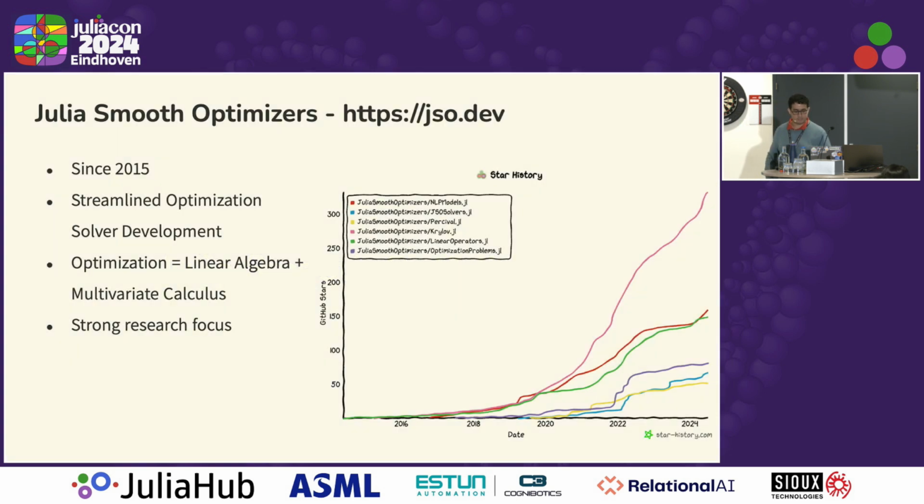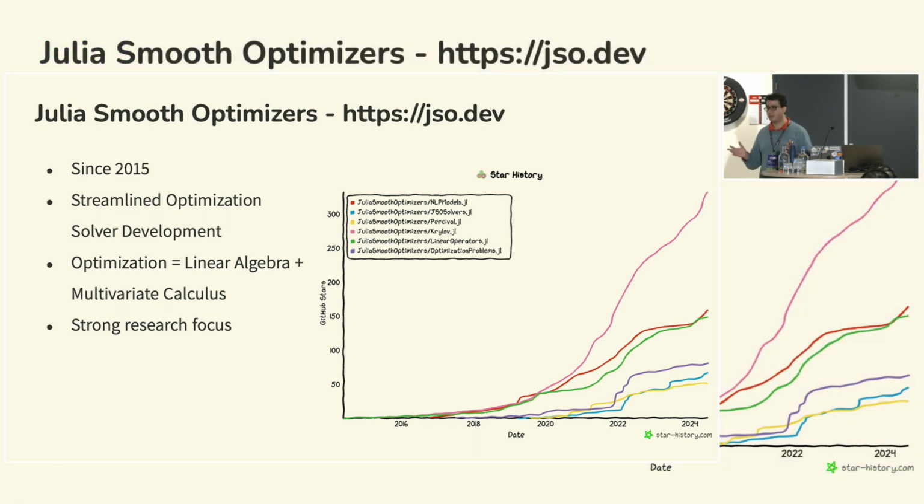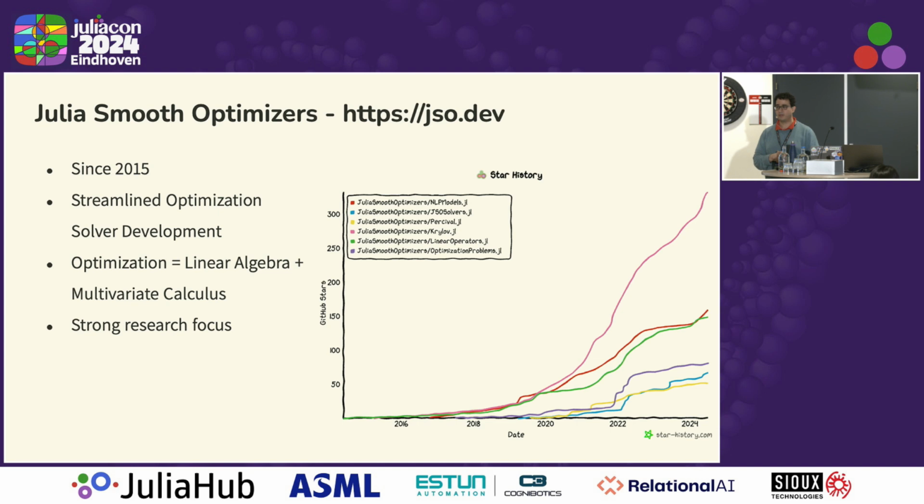Okay, so Julia Smooth Optimizers, you can find us at jso.dev. It's this organization since 2015. We started all of this when we decided to streamline optimization solver development, which essentially means you're doing a PhD in optimization solver development. And when you normally have to do that, you have to worry about where things are coming from. So you have an optimization problem that's coming from somewhere. For instance, a pretty common situation: you just have your advisor giving you a file saying, this is our objective function, which was not great.